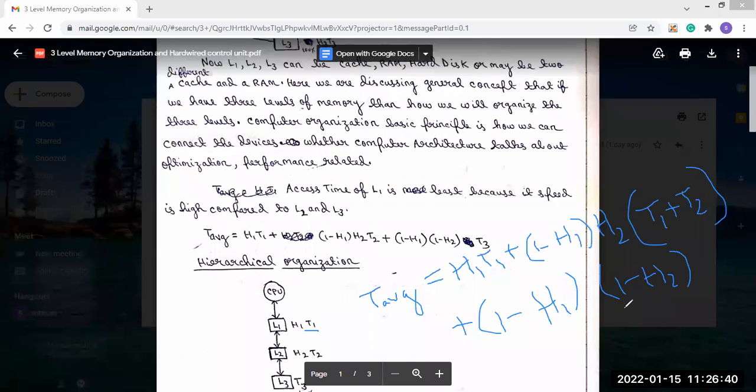then T1 plus T2 plus T3. So in total it will take 3 times. So this will be the thing, T1 plus T2 plus T3. This will be for our 3-level organization.